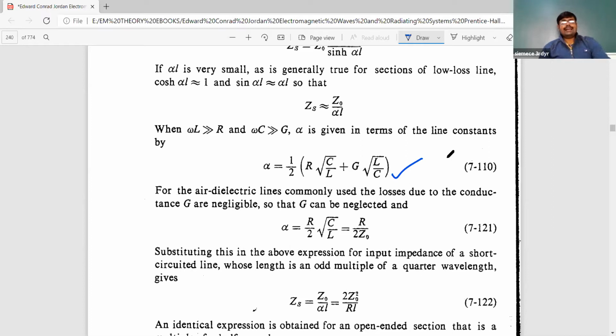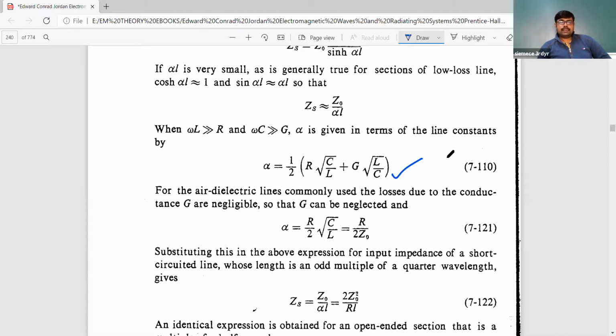For the air dielectric lines commonly used, the losses due to the conductance G are negligible. That is another specific condition. If we use air dielectric lines, because we know the dielectric properties of air, this is a very popular terminology we are using. So for air dielectric lines, the losses due to the conductance G are negligible.